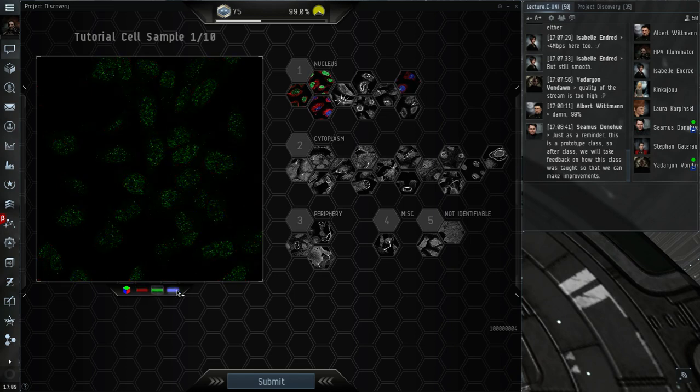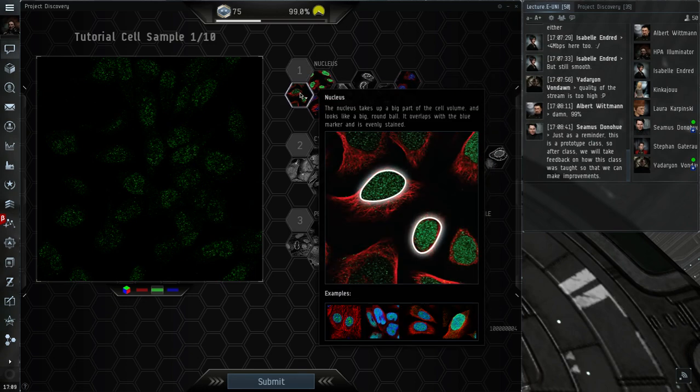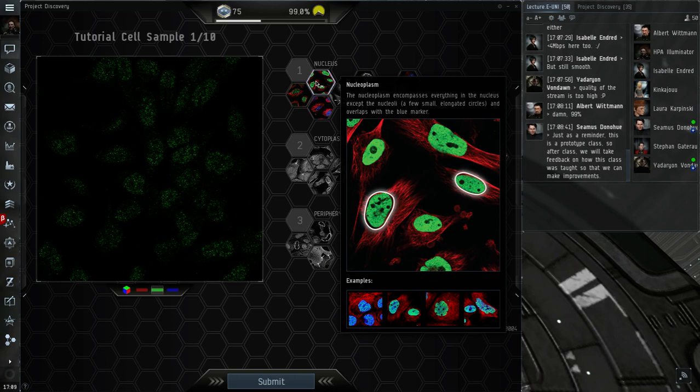So since the green is overlapping with the blue, we can tell that it must be a nuclear pattern. Here is a bit easier, so you only have 4 categories to choose from. You have the nucleus, which is a sort of smooth or sometimes uneven staining, but it should be overlapping with the blue. We have the nucleoplasm, which is very similar to the nucleus, but it should have holes in it for the nucleoli.